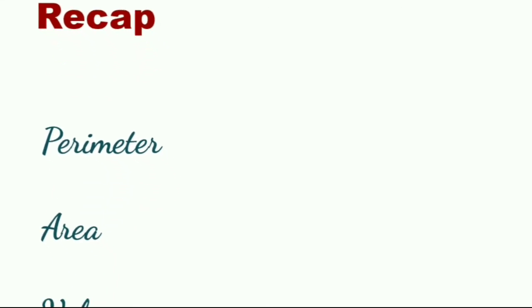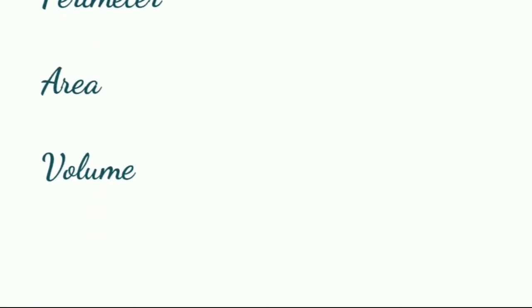Let's see recap. In this chapter, we have learned perimeter and area. Perimeter of rectangle, perimeter of a square, area of rectangle, area of square. And one more thing we have learned here, that is volume. Volume of a cuboid, that is length into breadth into height.